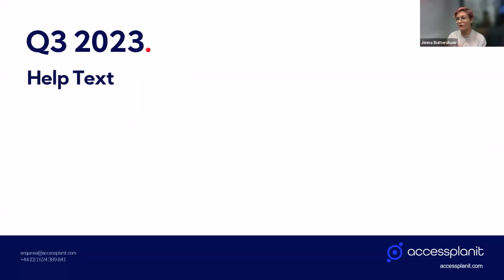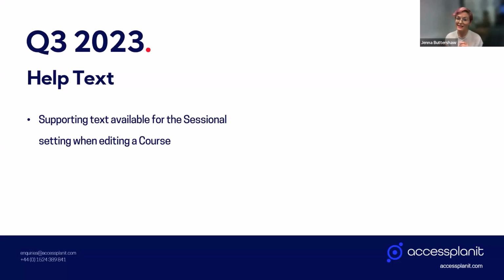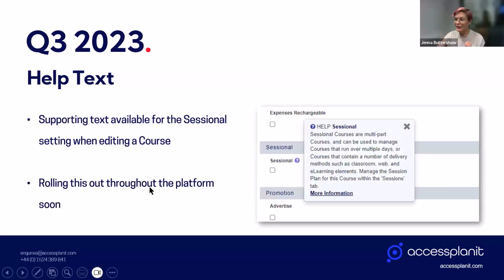Next on the features that are available to you now, we've got the first bit of help text available. So just to show you, the supporting text is available on sessional courses when you're editing courses, and we'll be rolling this out throughout the rest of the platform. So it looks a little bit like this. The idea behind the help text is to provide more clarity on what the settings are within your platform. It's really to help new team members getting up to speed, just so they can very quickly identify what a setting is for, get them up to speed more quickly, more confidently. And very often these help texts will include a link directly to our knowledge base so you can learn more.